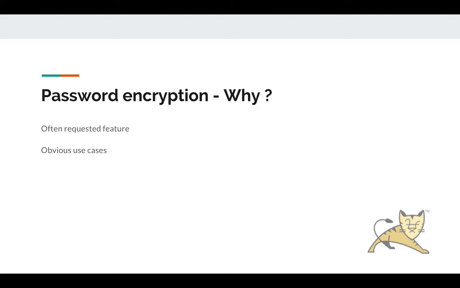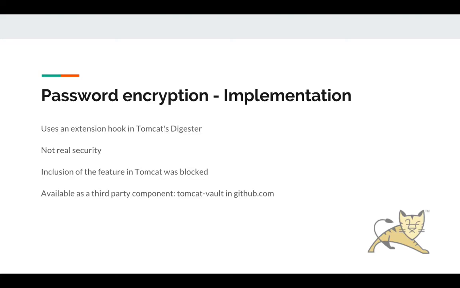We have an extension hook in the Tomcat digester. The digester in Tomcat is a utility that uses a set of rules to parse all the XML files in Tomcat. So basically, since we have an extension hook there, we can intercept data that is read from the XML and decrypt any encrypted values that could be present. So that would be nice.